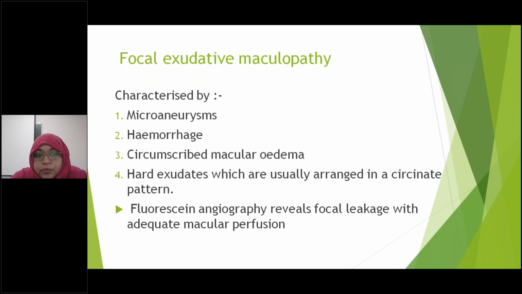Okay. So coming to focal exudative maculopathy, it is usually characterized by microaneurysms, hemorrhages, circumscribed macular edema, and hard exudates, which are usually arranged in a circinate pattern. These hard exudates arranged in a circinate pattern are called circinate retinopathy, or circinate maculopathy. In this focal exudative maculopathy, in fluorescein angiography, we can see a focal leakage with adequate macular perfusion.